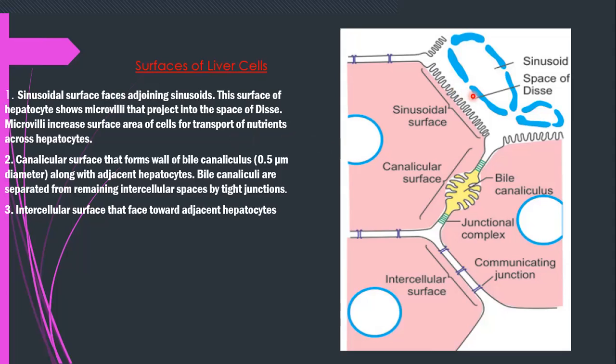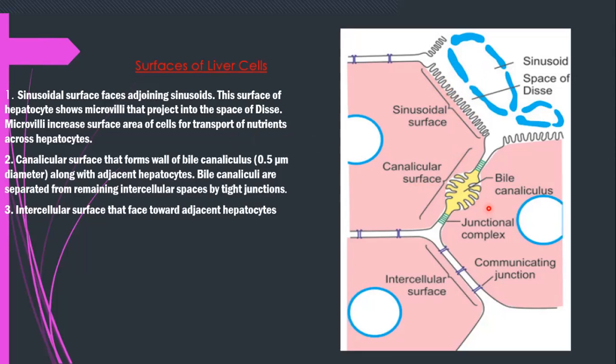Now, this is the sinusoidal surface here. This is the perisinusoidal space of Disse. This is a sinusoid, and this in blue here are your endothelial cells. Okay, so this is the sinusoidal surface. Then we have the canalicular surface that forms the wall of the bile canaliculus, okay, along with the adjacent hepatocytes.